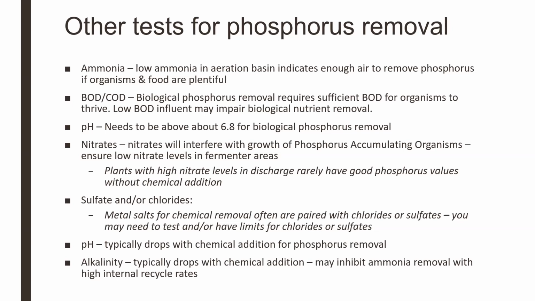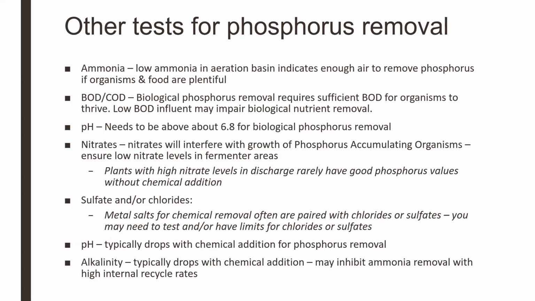I'm going to bring up pH one more time here. If you are adding chemicals to your plant, oftentimes, and it depends on plant buffering and the amount of chemicals needed, pH is going to drop as you add chemicals. Typically your metal salts, so ferric chloride, ferric sulfate, and aluminum sulfate, are all acidic. So they reduce the pH of your water, and they consume alkalinity.